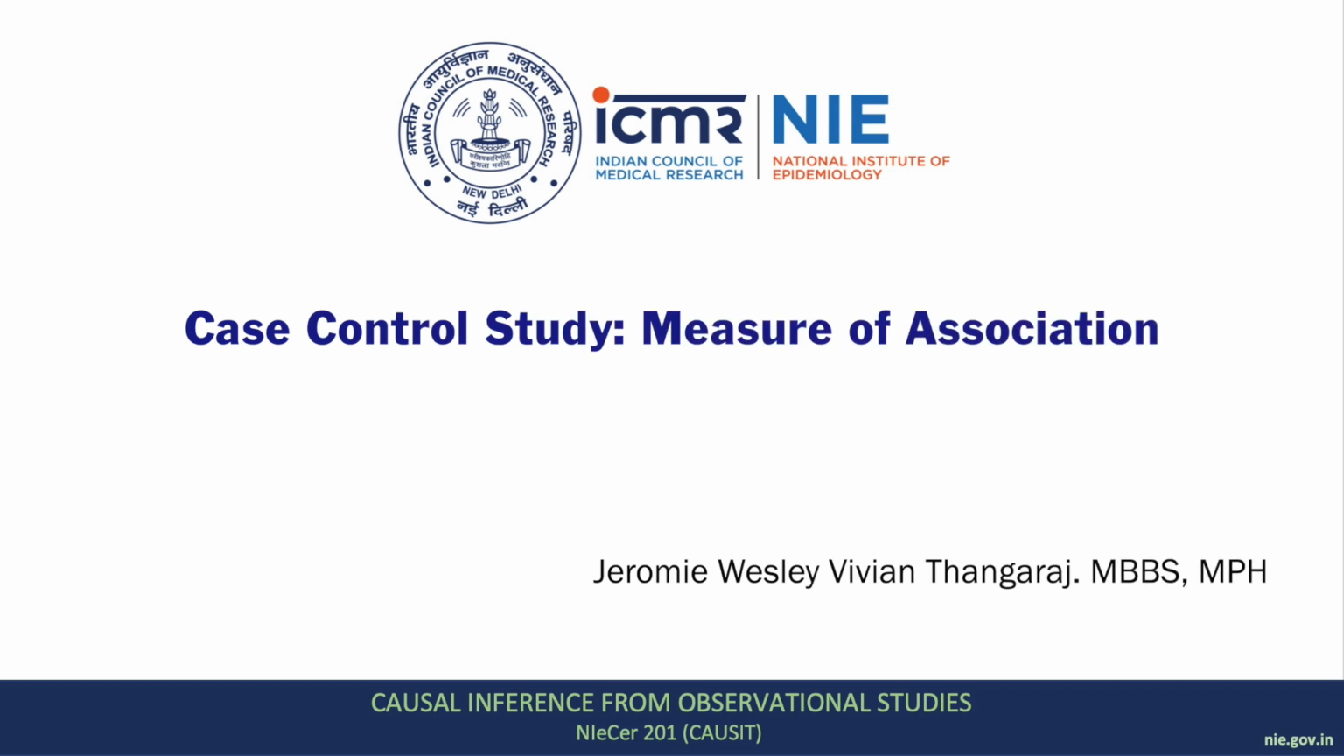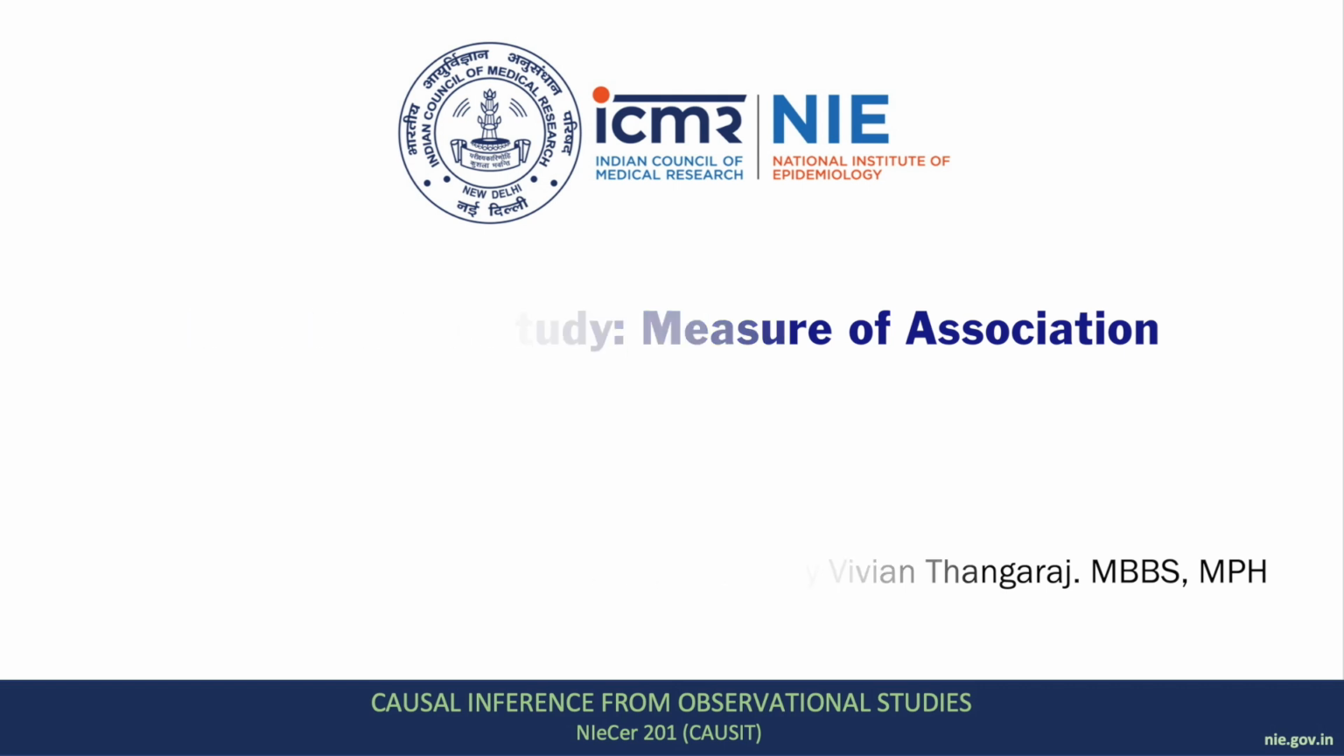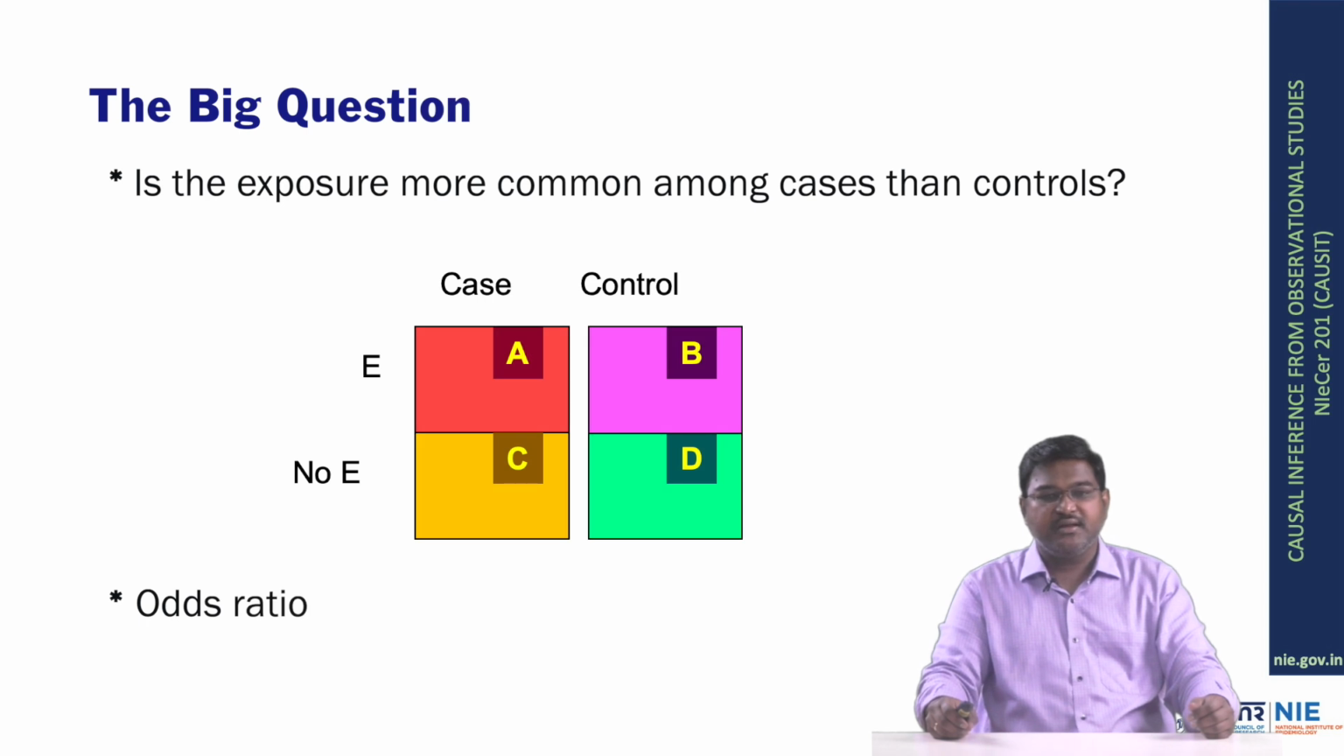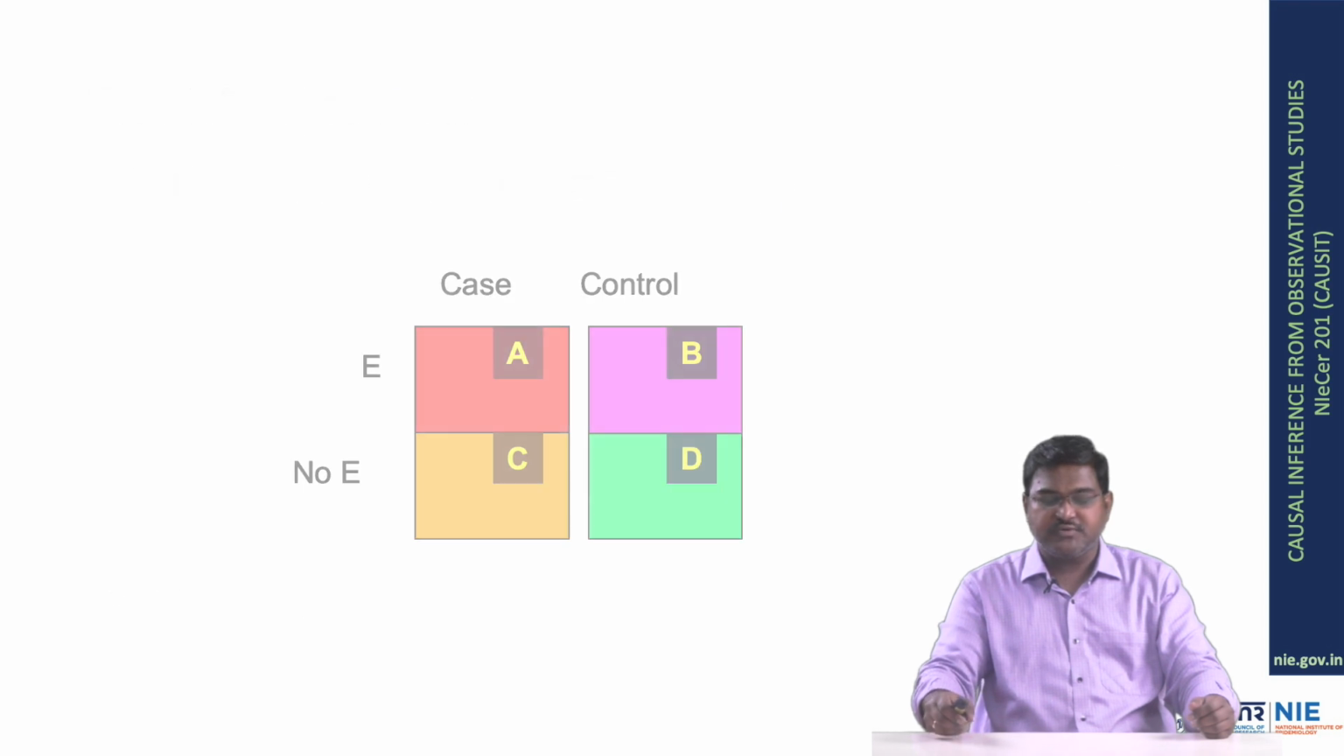Welcome everyone. In this session, we will see about the measure of association used in case control studies, that is the odds ratio. The big question in the case control study is: is the exposure more common among cases than controls? The answer to this question can be obtained by calculating the odds ratio.